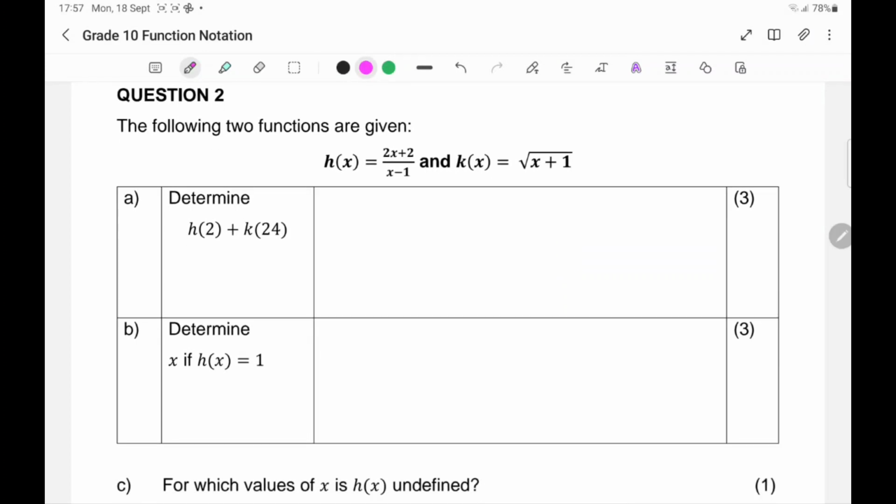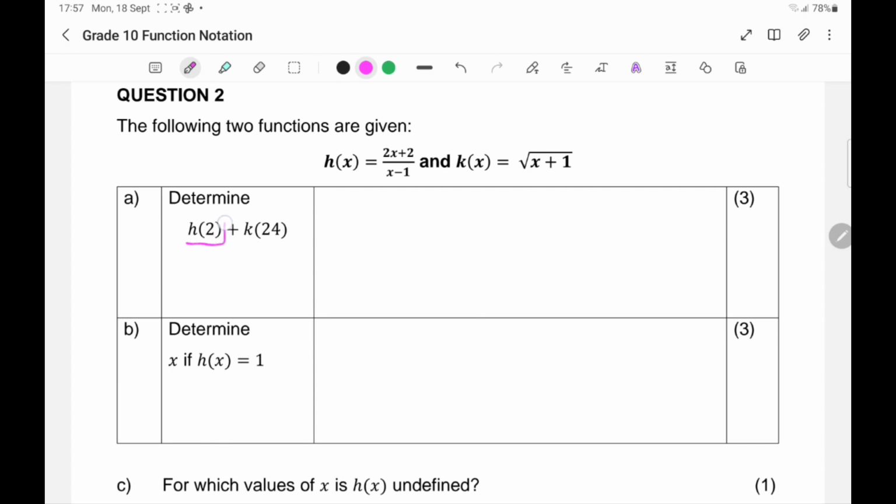Okay, then question 2, the following two functions are given, h of x and k of x. So remember h, k, l, it's just a name of a graph. So we just use any alphabet letter to represent that function. Okay, so now they say to determine h of 2 plus k of 24.